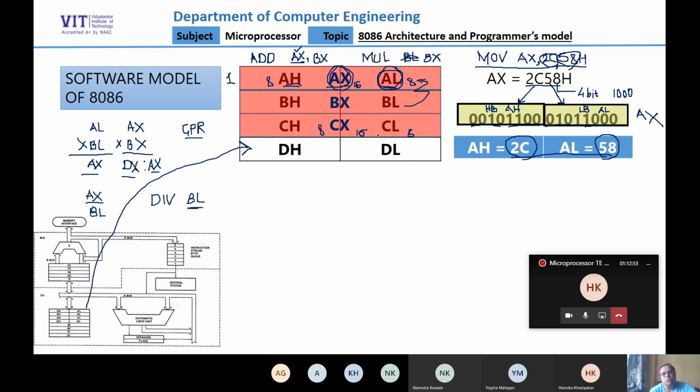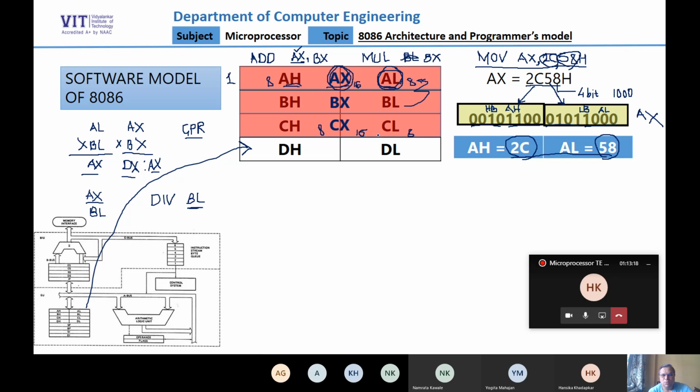What is the specific use of Cx? That you should understand. The specific use is that it can be used as a counter. C stands for counter basically. It can be used as a counter for the looping instructions. There is an instruction known as LOOP. Loop is one of the instructions of the 8086 processor.